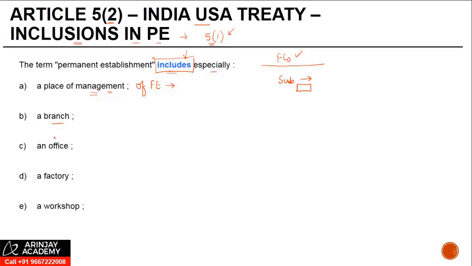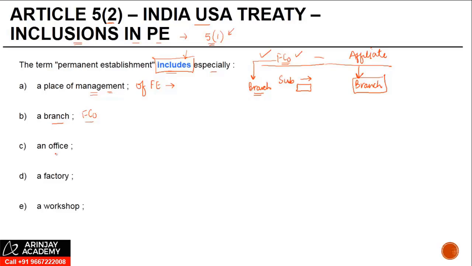A branch. When we talk about a branch, again, we are talking about the branch of the foreign company. Suppose this FCO has an affiliate, and this affiliate has a branch in India, which also helps the FCO in some work. This branch of the affiliate will not amount to a PE of the foreign company, because the branch has to be of the foreign company. If they have a branch, normally it is construed as a PE.